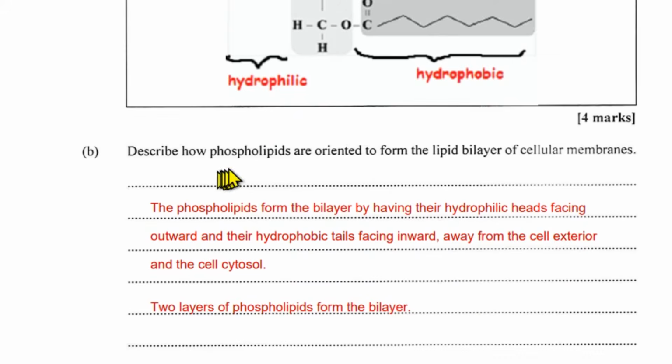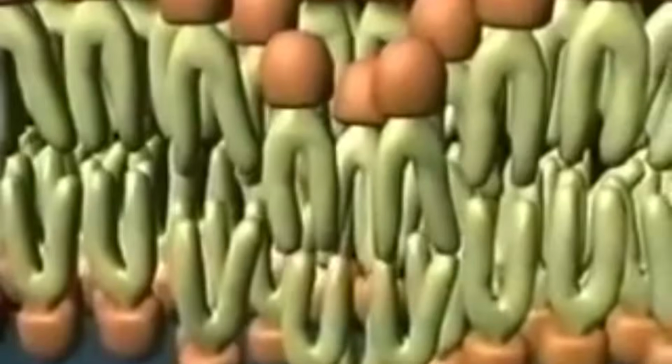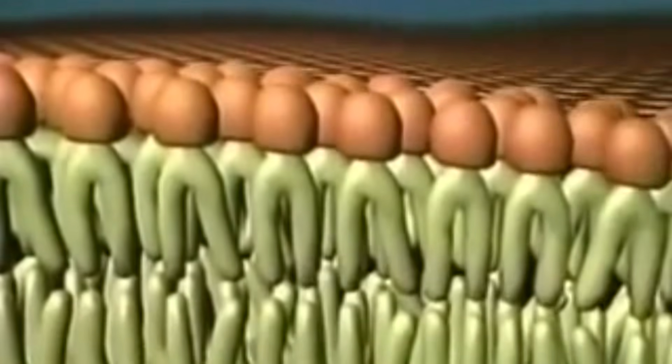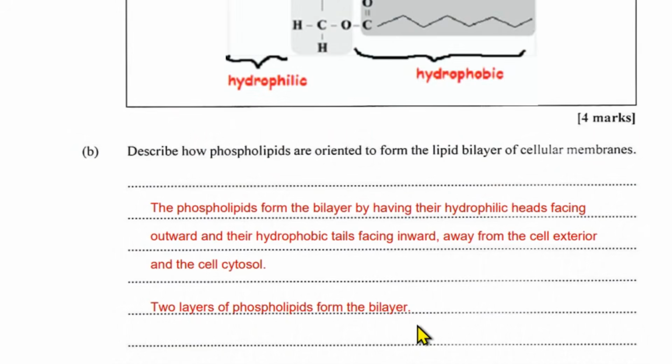B. Describe how phospholipids are oriented to form the lipid bilayer of cellular membranes. Alright, so remember I said what will happen here is that the phosphate heads are going to be facing outward and the hydrophobic tails, which are the fatty acid tails, are going to be facing inward. So the phospholipids form the bilayer by having the hydrophilic heads facing outward, the tails facing inward, and those tails are going to be sandwiched between the bilayer, away from the cell exterior and away from the cell cytosol, because those are water based, and there's going to be 2 layers of phospholipids that form the bilayer. Pretty simple to get to 3 marks.